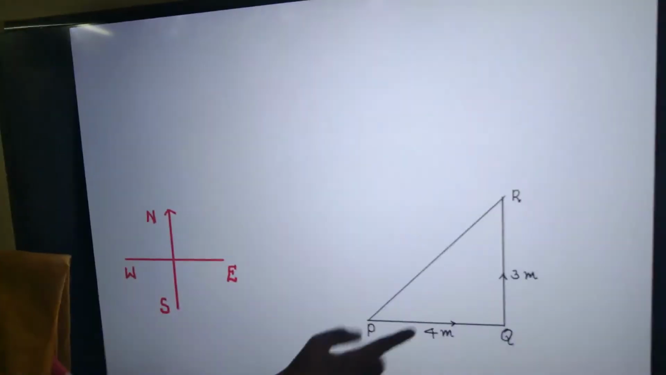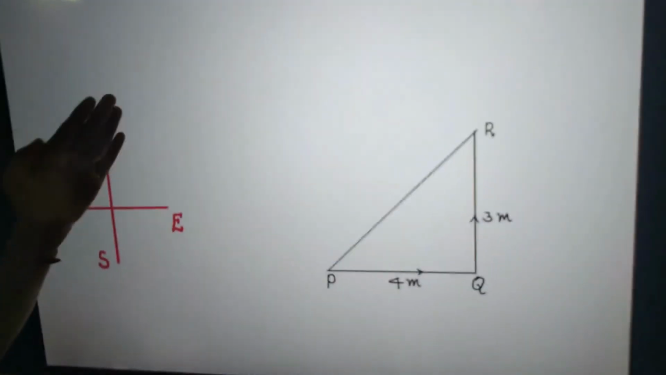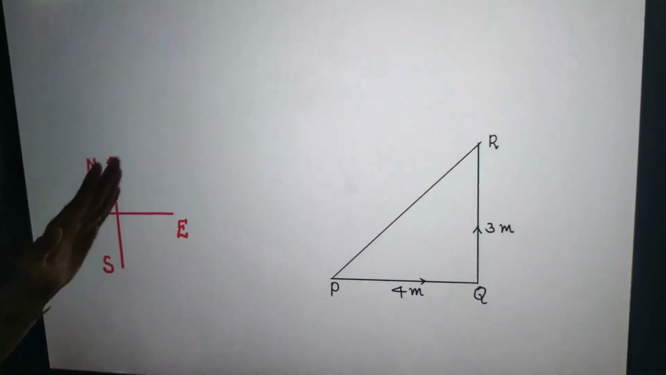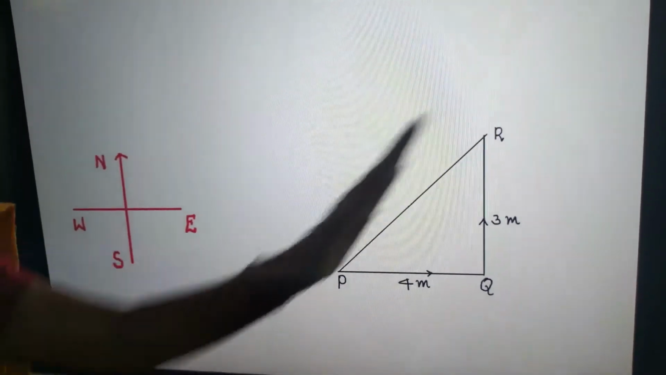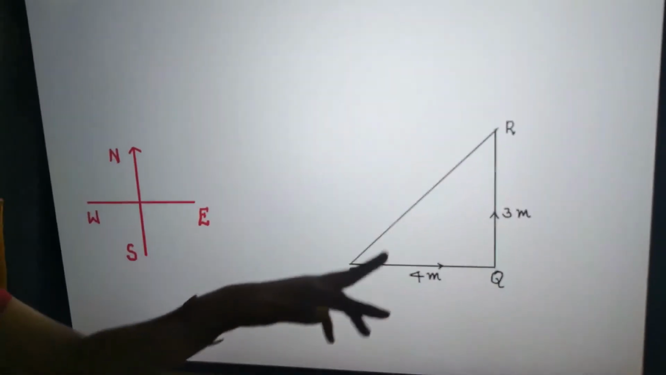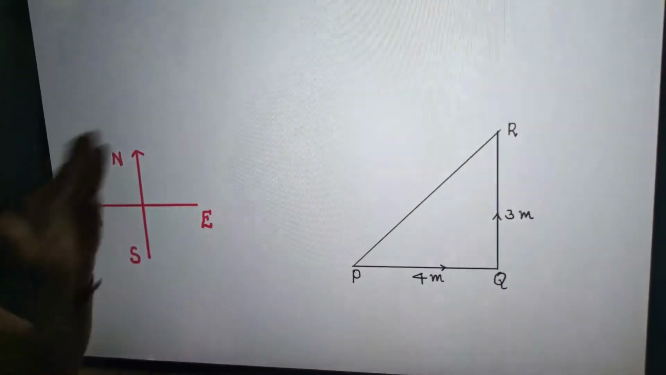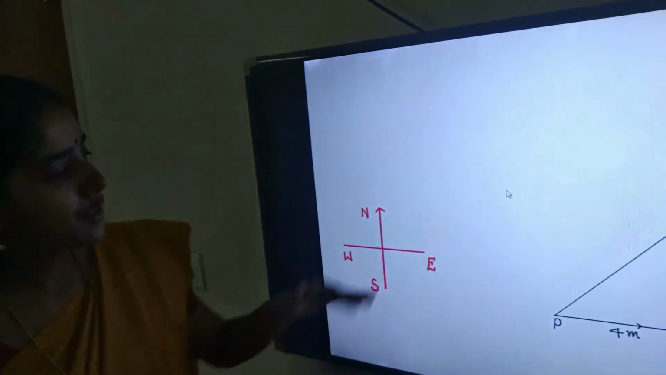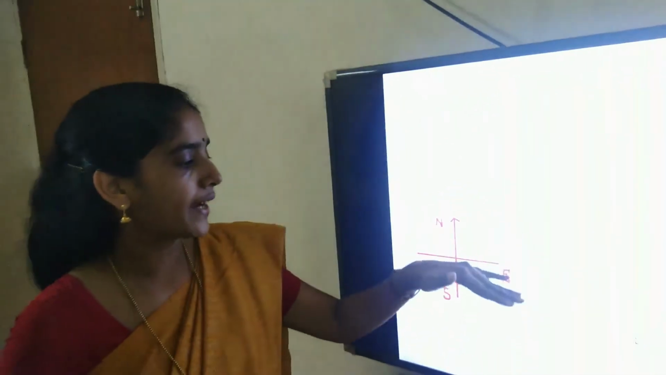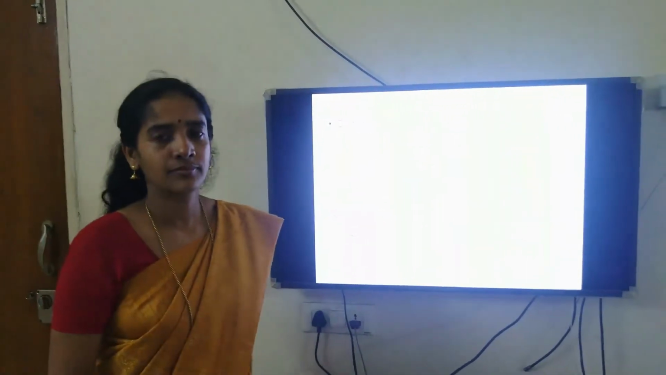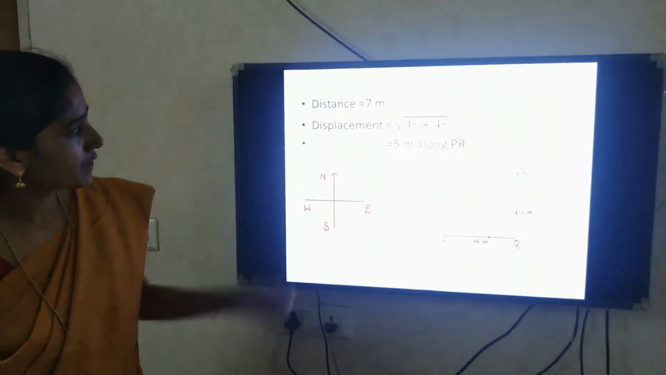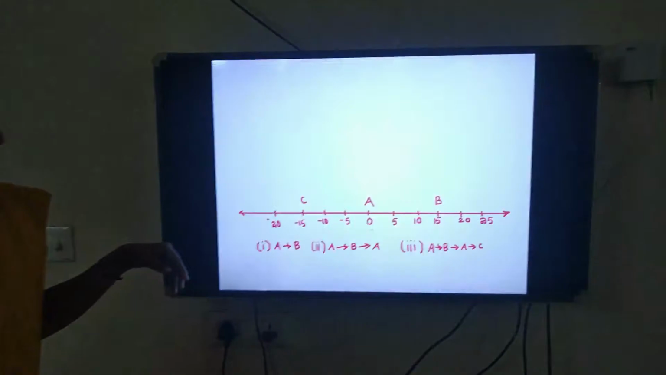But in this situation, in our numerical, this line is parallel to this line, that means it is northeast. It is not exact northeast, but almost parallel to this. So you will say the displacement is 5 meter towards northeast. Later you will find at what angle. Okay, now let's see. So displacement is 5 meter along PR, that's over.